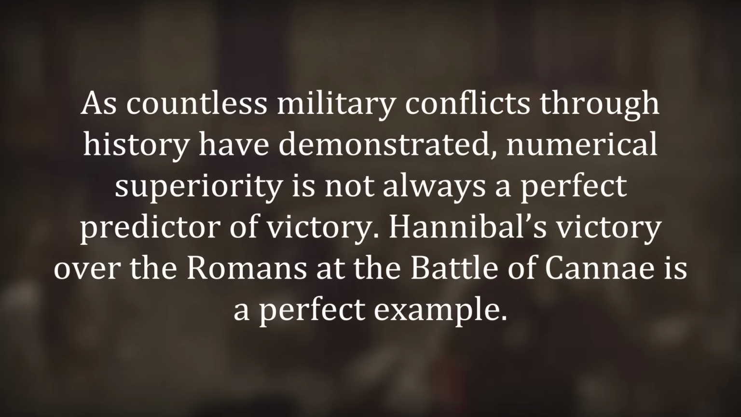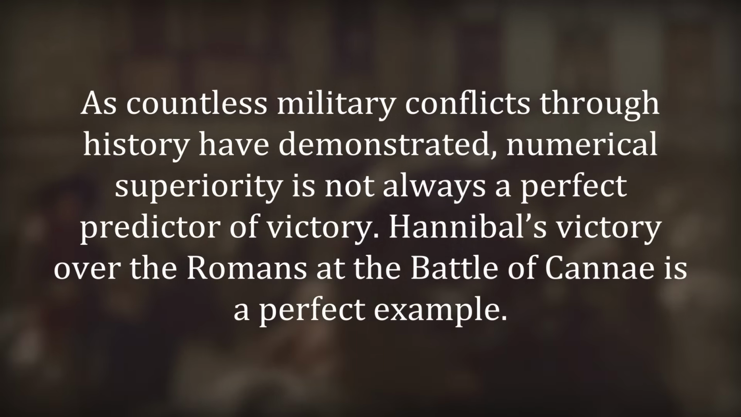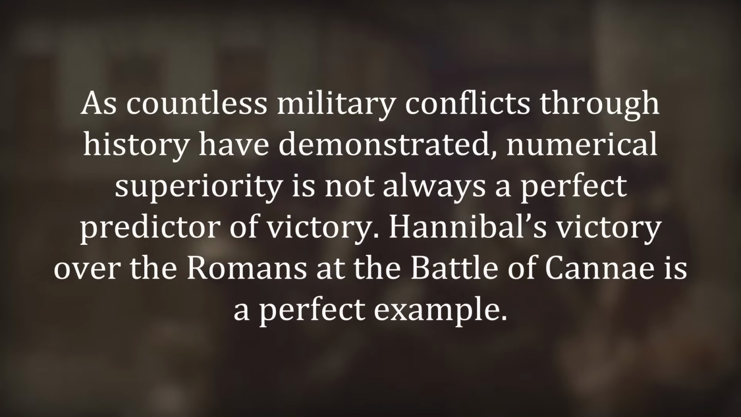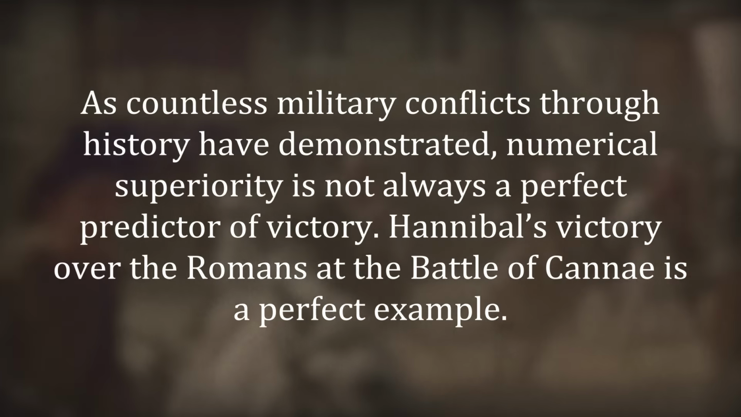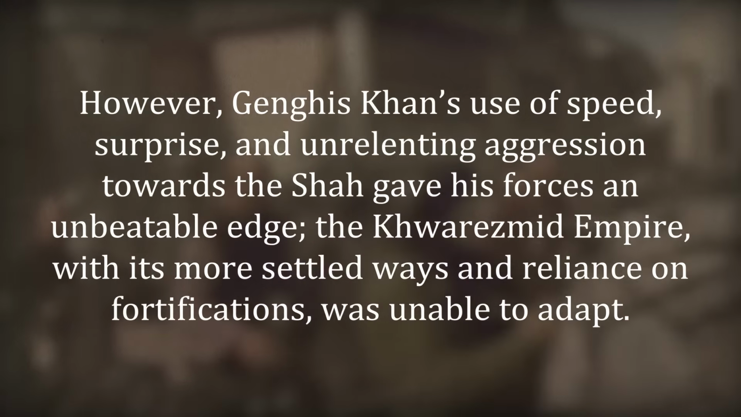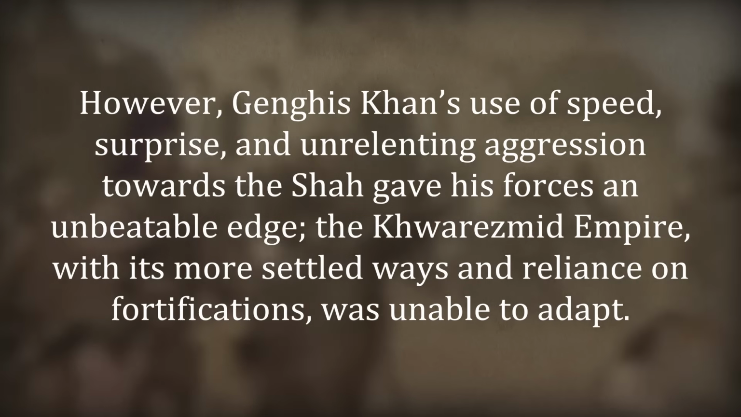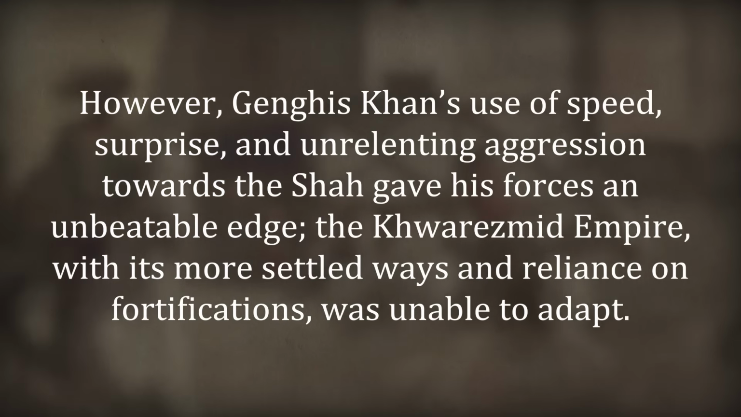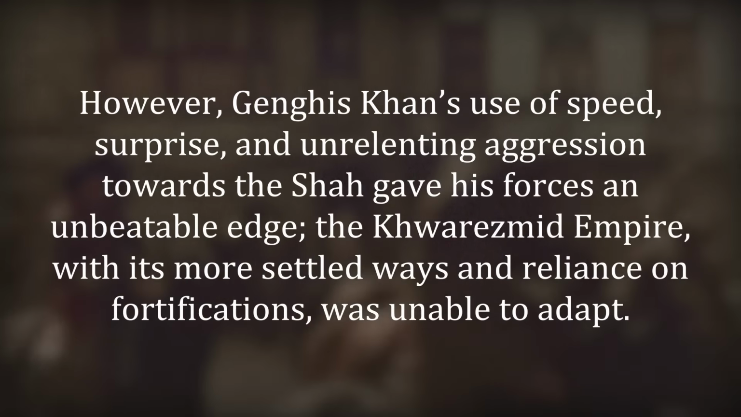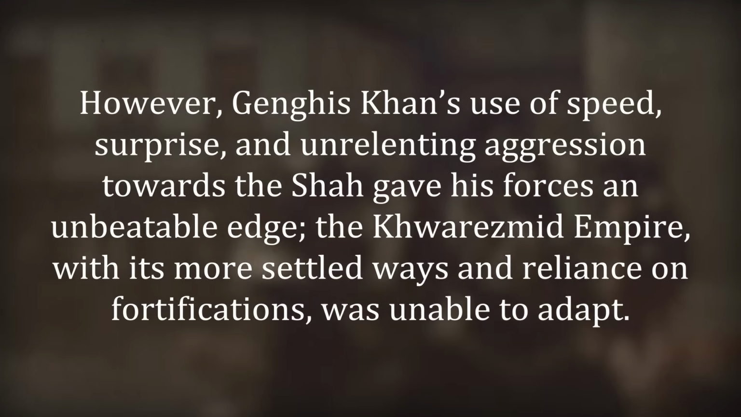Here's how I might end that essay about the Mongol tactics. As countless military conflicts throughout history have demonstrated, numerical superiority is not always a perfect predictor of victory. Hannibal's victory over the Romans at the Battle of Cannae is a perfect example. However, Genghis Khan's use of speed, surprise, and unrelenting aggression towards the Shah gave his forces an unbeatable edge. The Khwarezmid Empire, with its more settled ways and reliance on fortifications, was unable to adapt.